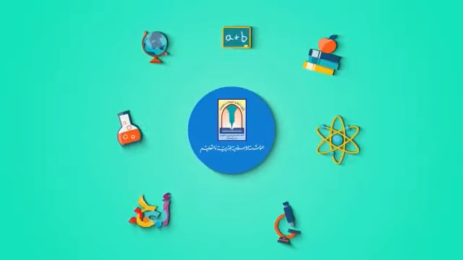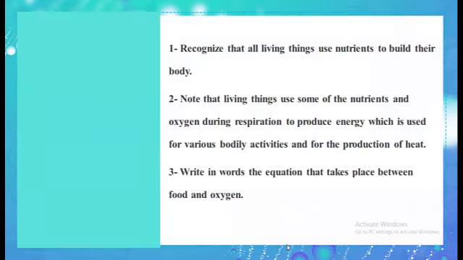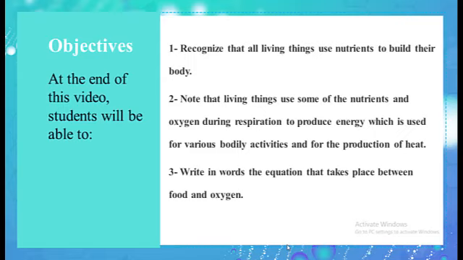Today, we will discuss together Chapter 4, Nutrition and Respiration: Vital Necessities, Worksheet 25. The objectives of this video are to recognize that all living things use nutrients to build their body. Note that living things use some of the nutrients and oxygen during respiration to produce energy, which is used for various bodily activities and for the production of heat.